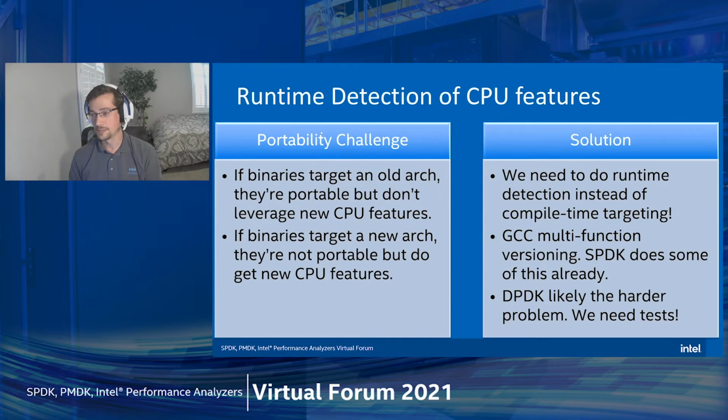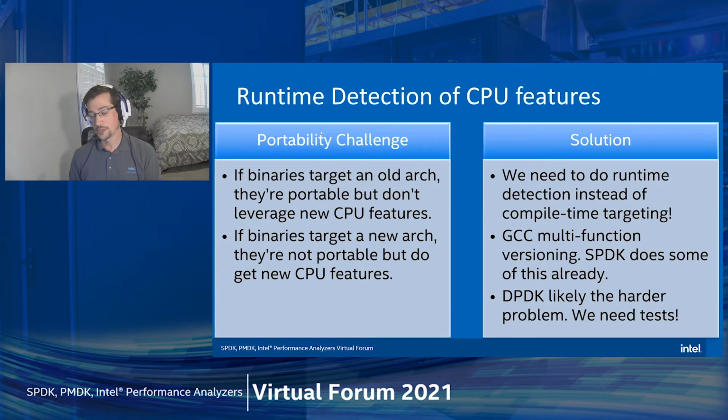We need to do runtime detection instead. GCC, our compiler, has a feature called multifunction versioning, which is quite slick. It allows you to take a function that may use GCC intrinsics and tag it for the various architectures that you would like it to compile for, ranging from Core i7 to something that supports AVX 512 or whatever it may be. And then when you compile your binary using this, GCC will compile multiple versions of that function, one for each of the target architectures that you've specified.